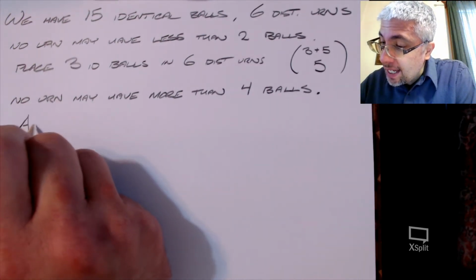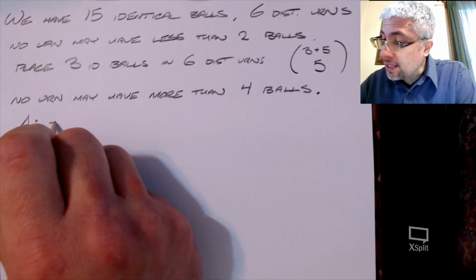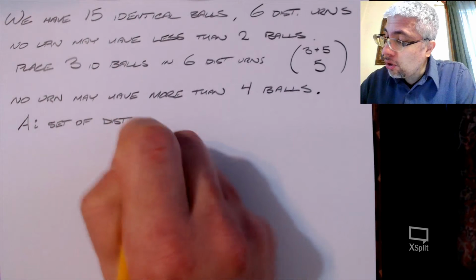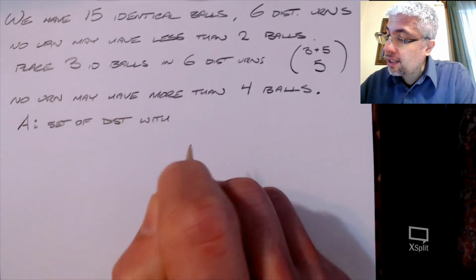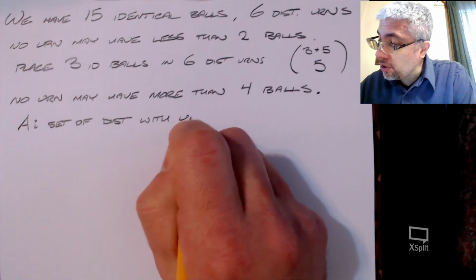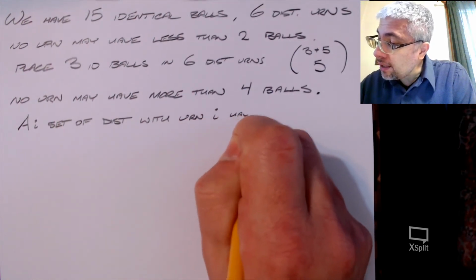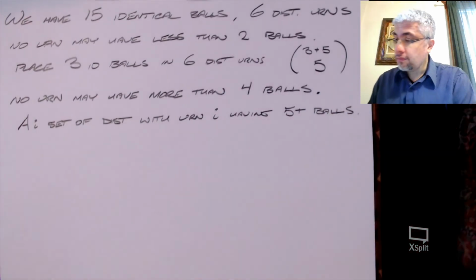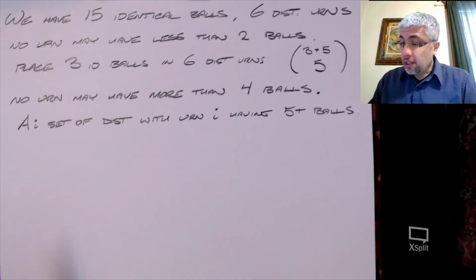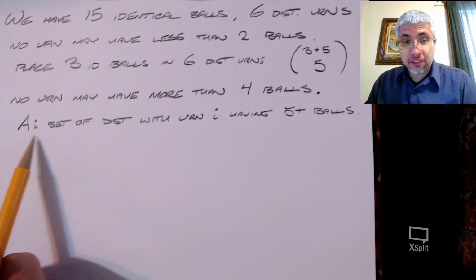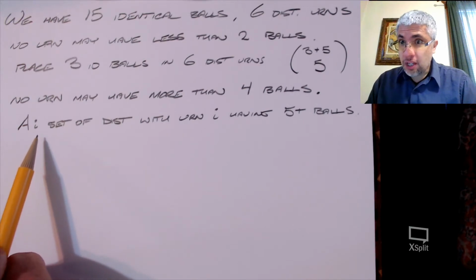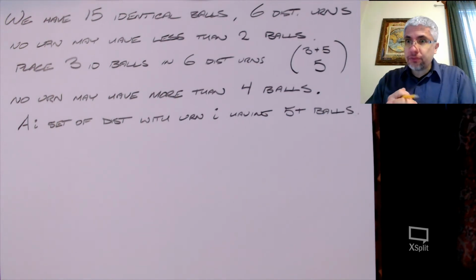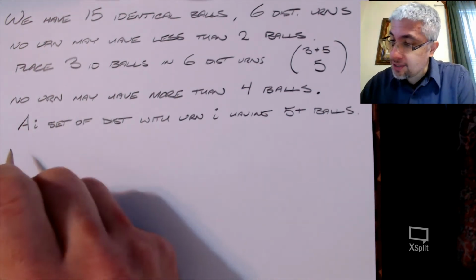So what I could do is I could say A_i is the set of distributions where urn i has 5 or more balls. Okay, so if I can avoid A1, A2, A3, A4, A5, and A6, I'm good. So I want to get rid of that union of these sets. I want to remove them. Okay, so this is a perfect example for inclusion-exclusion, but I have to compute some things. So let's try to compute these.